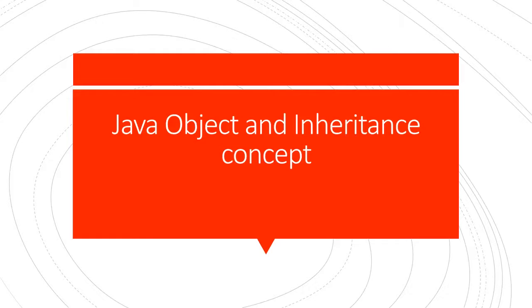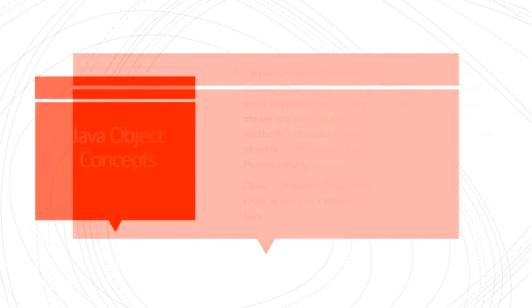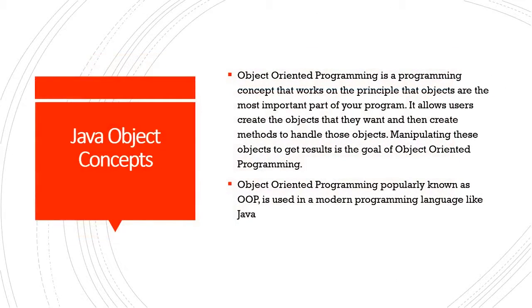Okay, so now I want to explain the theory of Java. There's the Java object and the inheritance concept. The Java object concept is a programming concept that works on the principle that objects are the most important part of your program. It allows users to create the objects that they want and then create methods to handle those objects. Manipulating these objects to get results is the goal of object-oriented programming.